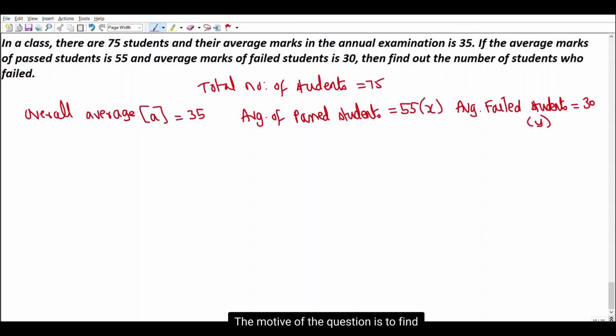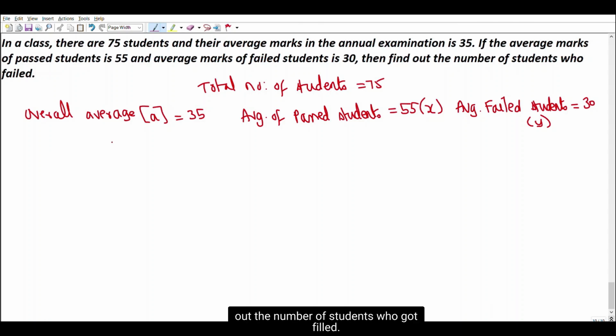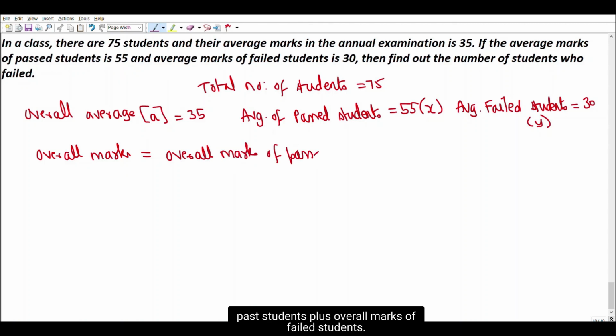The motto of the question is to find out the number of students who got failed. So this can be determined using the below equation. Overall marks is equal to overall marks of passed students plus overall marks of failed students.